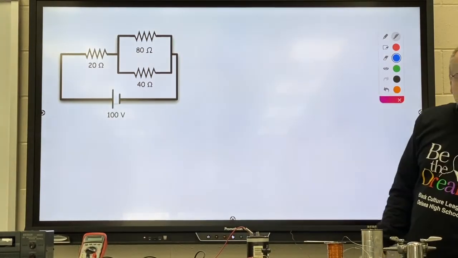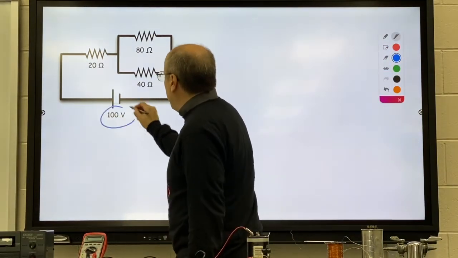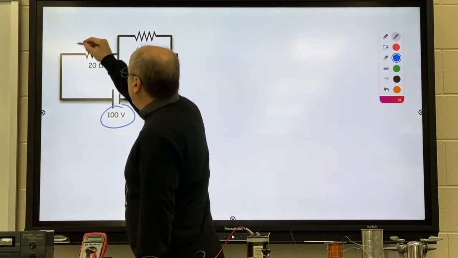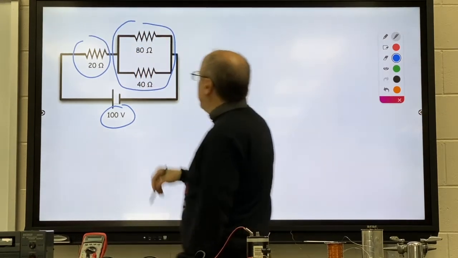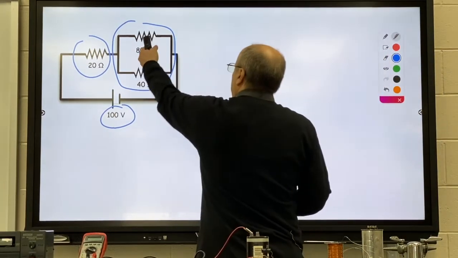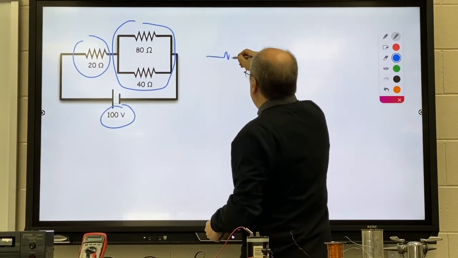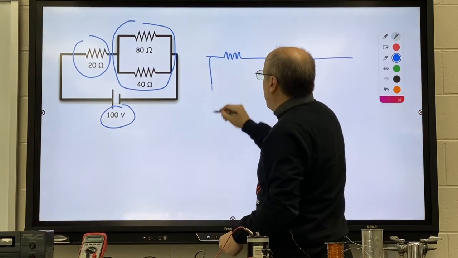A little bit harder is when you have one like this. Now they have to share the 100 volts. So this plus this in terms of voltage has to give you 100. What you want to do is figure out an equivalent resistance for the parallel part.